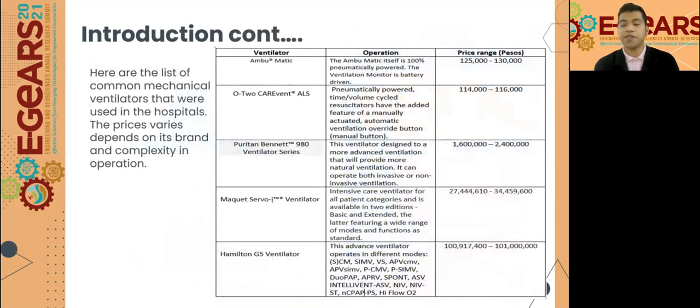So here is the list of common mechanical ventilators that are used in different hospitals. The price ranges from around 100,000 to 100 million pesos per unit. It varies depending on the brand and the complexity and operation of the ventilator.